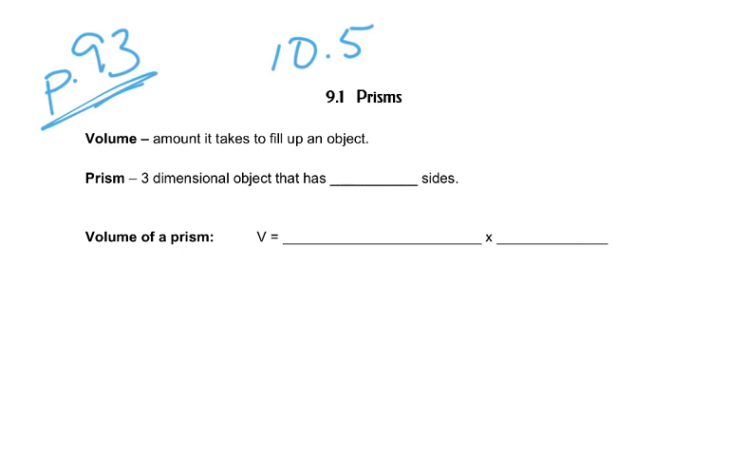A prism is a three-dimensional object that has flat sides. And the volume of a prism is the area of the base times the height.